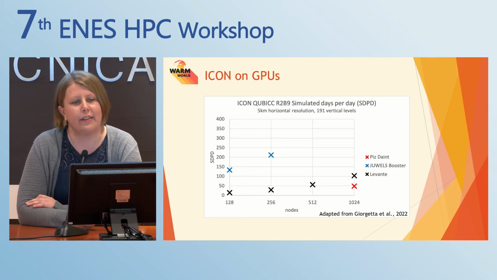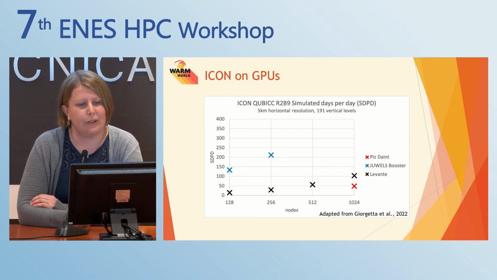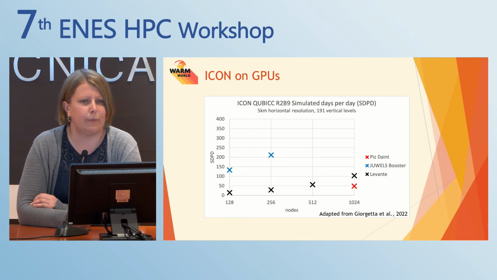And if we're now interested in the overall performance, we have seen before already that simulated days per day is always an interesting metric to look at. So what you can see here is, on the x-axis, the number of nodes, and on the y-axis, the number of simulated days per day that were achieved on 3 different systems. The red cross indicates the Piz Daint system, where the initial GPU port was done. So that was the first attempt on a GPU system, where on 1,024 nodes, we achieved a throughput of around 50 simulated days per day.